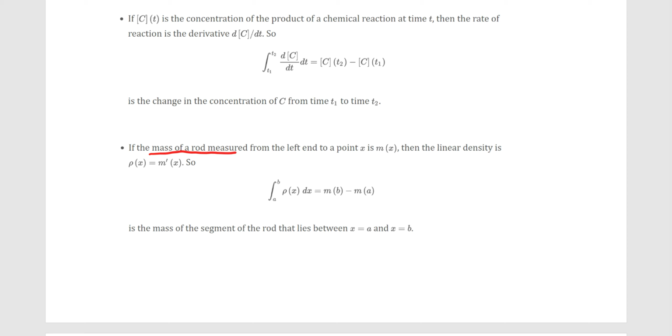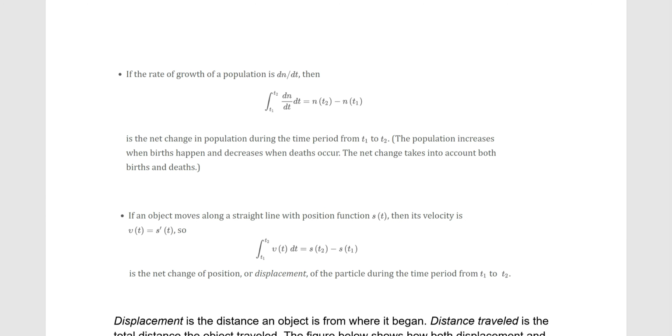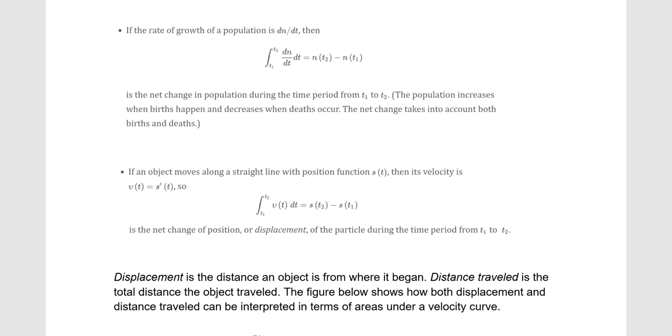Next one is the mass of a rod measured from the left endpoint to some point x, and from there we can find the linear density. And from there, we can actually find the mass of a segment of a rod. Okay, so I won't really get too much into that. Next important one is the rate of growth of a population. So population growth.